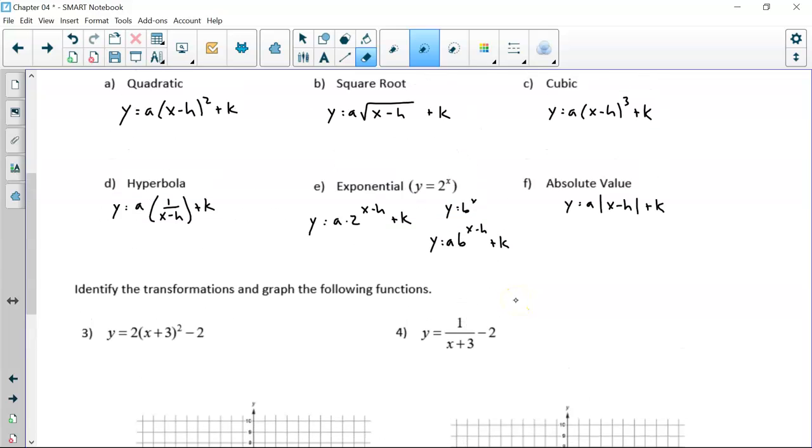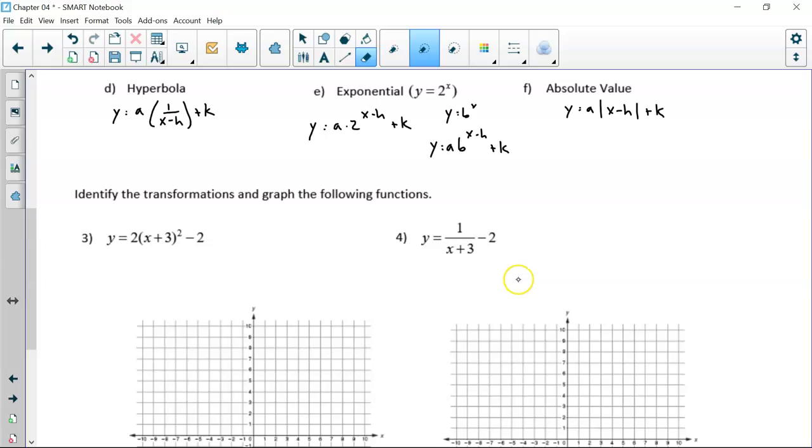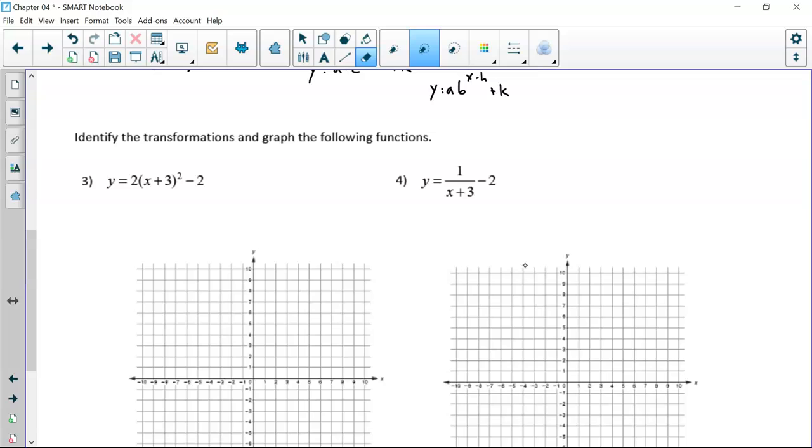So what we're going to do now, using this, is find our transformations and graph the functions without a calculator. So for number 3, we want to list a, h, and k.